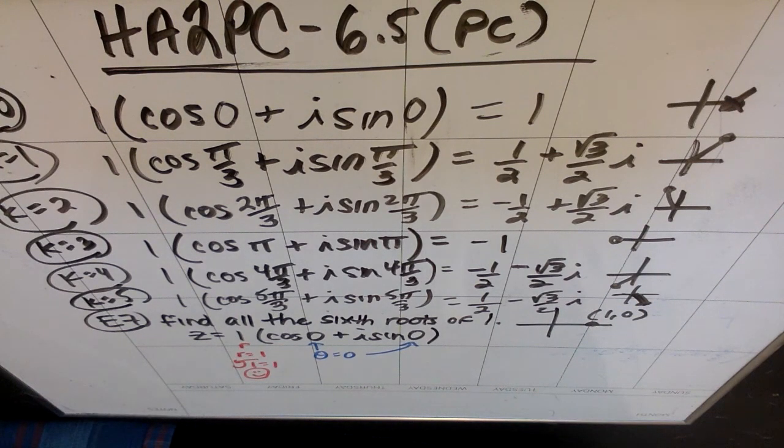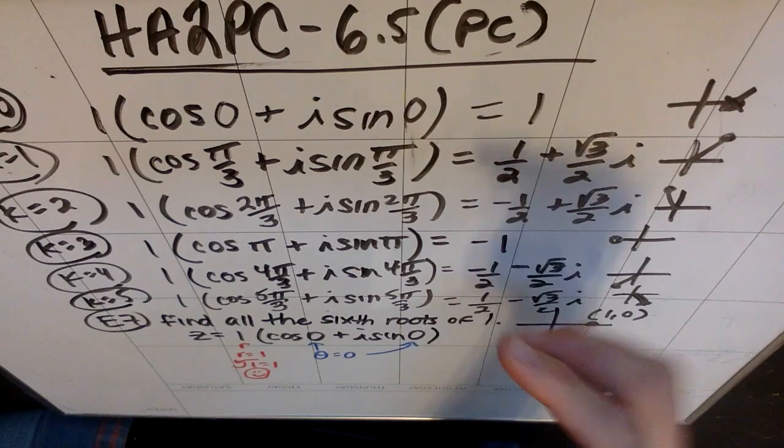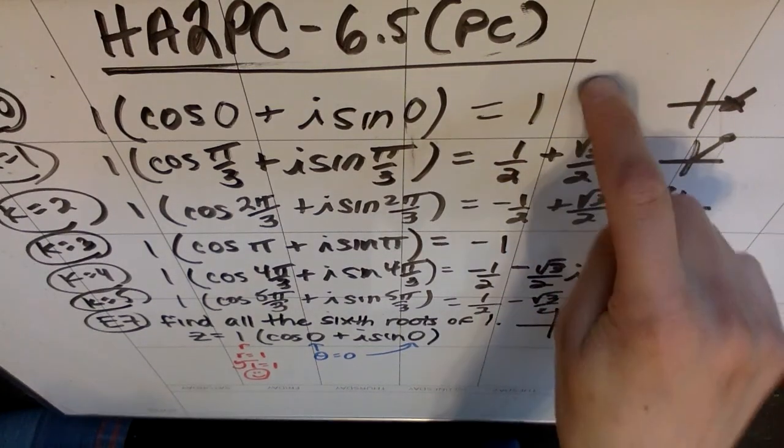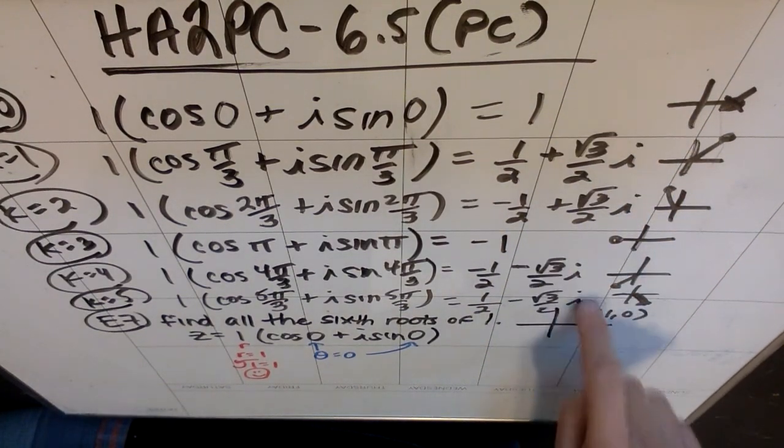So it turns out that if I wanted the six roots of the complex number 1, I would get these 6 roots. Those would be my answers. 1, 2, 3, 4, 5, 6. 6 roots.